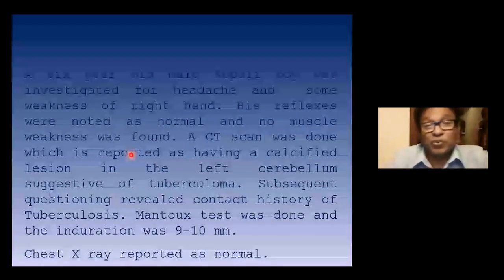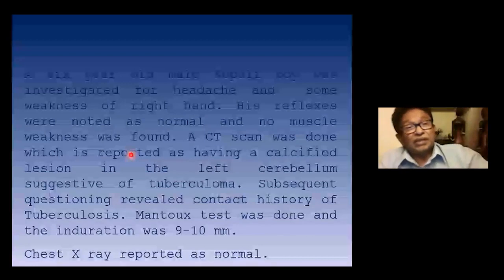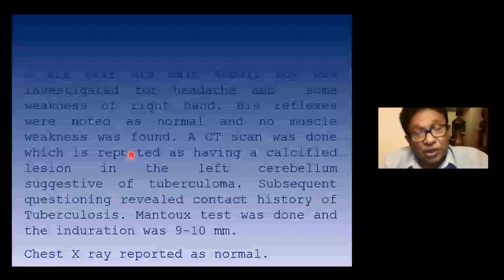This other case is a 6-year-old Nepali boy. This happened when I was in Brunei. We have a lot of Nepalis there. A 6-year-old male Nepali boy was investigated for headache and some weakness of the right hand. His reflexes were noted as normal, and no muscle weakness was found. A CT scan was done, which was reported as showing a calcified lesion in the left cerebellum, suggestive of tuberculoma. Subsequent questioning revealed a contact history of tuberculosis, and the Mantoux test was done, with induration of 9 to 10 mm. It was very high. The chest X-ray was reported normal, but because of this Mantoux and the contact history, you have treated.